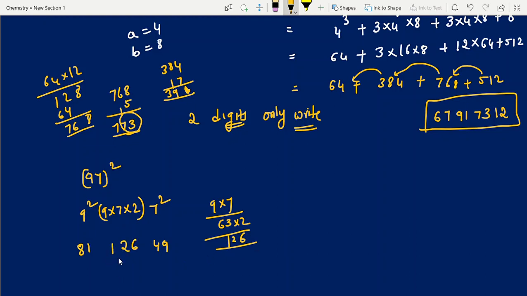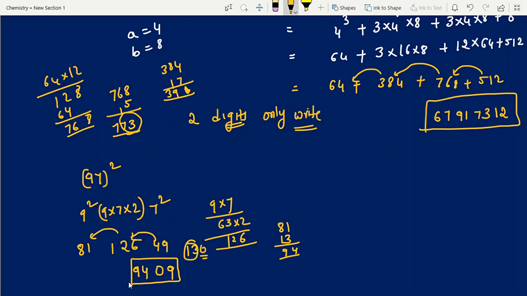Now here you are writing only one digit. So one digit here and carry forward this one. Carry forward this one. So what you will get? 130. Again you will get one digit and carry forward 13 here. 81 plus 13, how much? 94. So this is your answer, students. 9409. Check your answer, everyone.